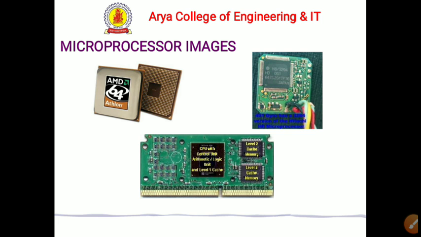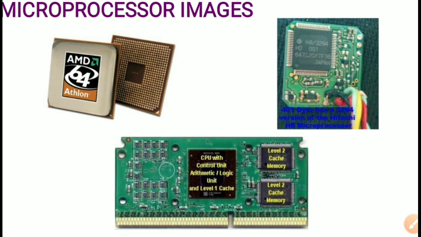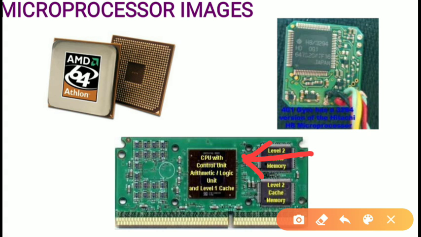We have some images for the microprocessor. All of you, or maybe some of you, know the basic visualization of a microprocessor. So this is the chip for the microprocessor on the board, and we have different levels of memory on the board also, level 1 and level 2. This is just a visualization of microprocessors on the board. Clear?